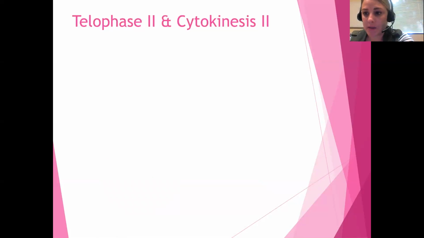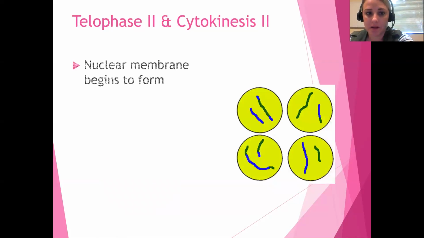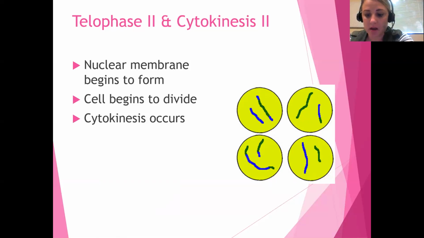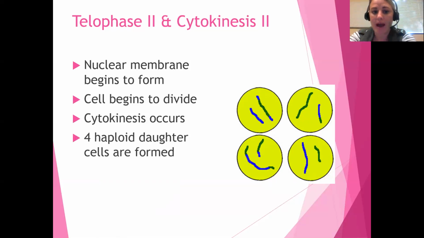Telophase 2 and cytokinesis 2. So that nuclear membrane is going to form, the cell begins to divide, cytokinesis occurs, and 2 haploid daughter cells are formed. Now let's visit that term haploid again. Remember, haploid means it has half of the information needed for a human, or in this case, 23 chromosomes. Remember, a full set is diploid, and in humans, that would be 46 chromosomes.